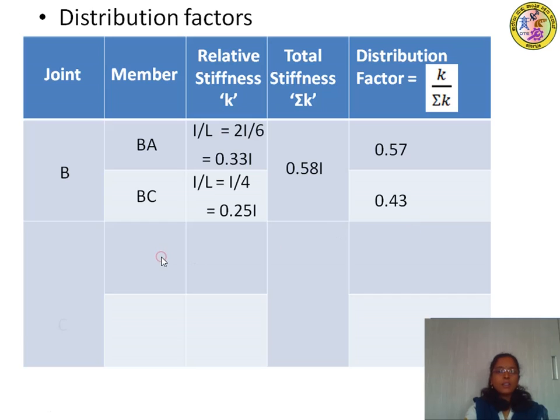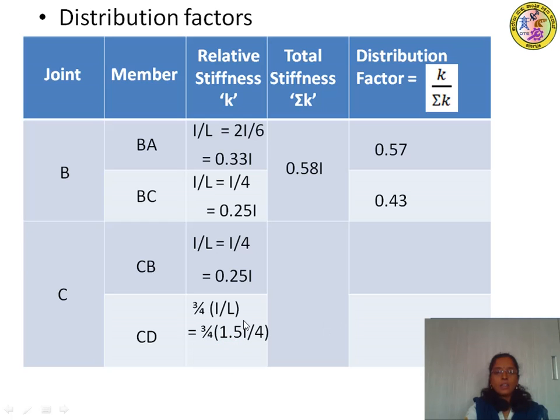Now let us consider joint C. For member CB we have relative stiffness as I by L only, which is I by 4, and in turn it is equal to 0.25I. Next we take up member CD. The relative stiffness is 3/4 of I by L. Why? Because the far end D is a hinge. Let us substitute the values.